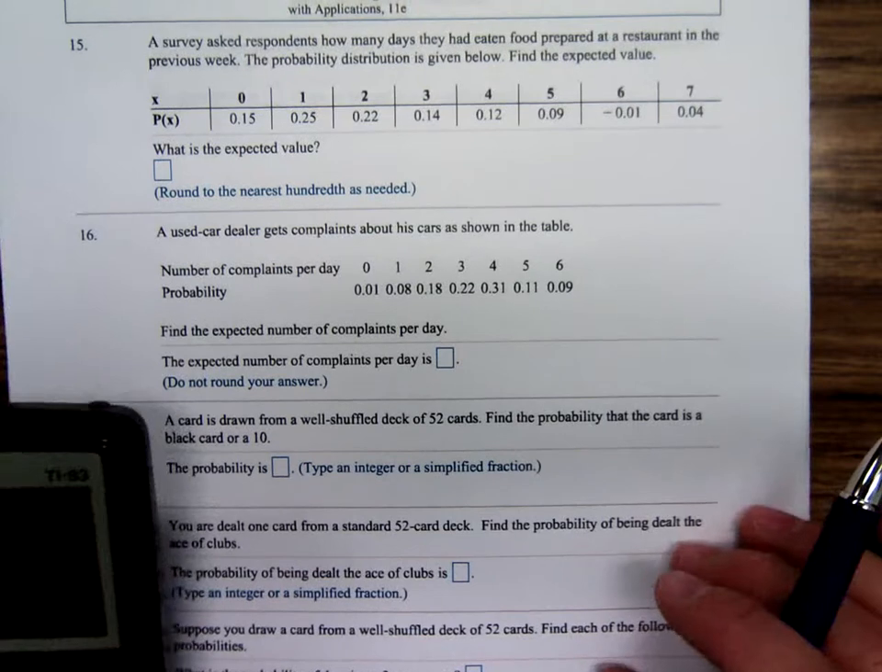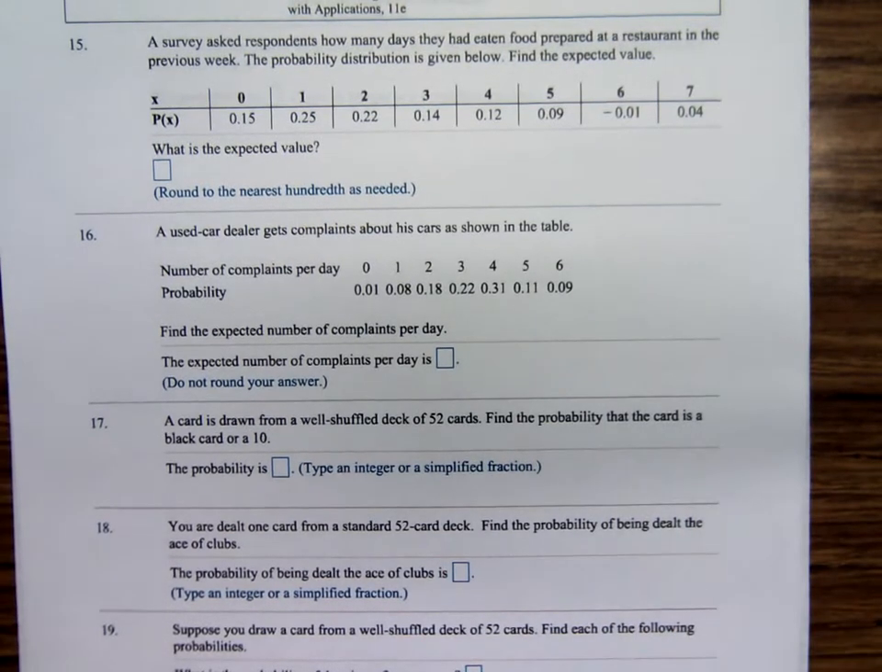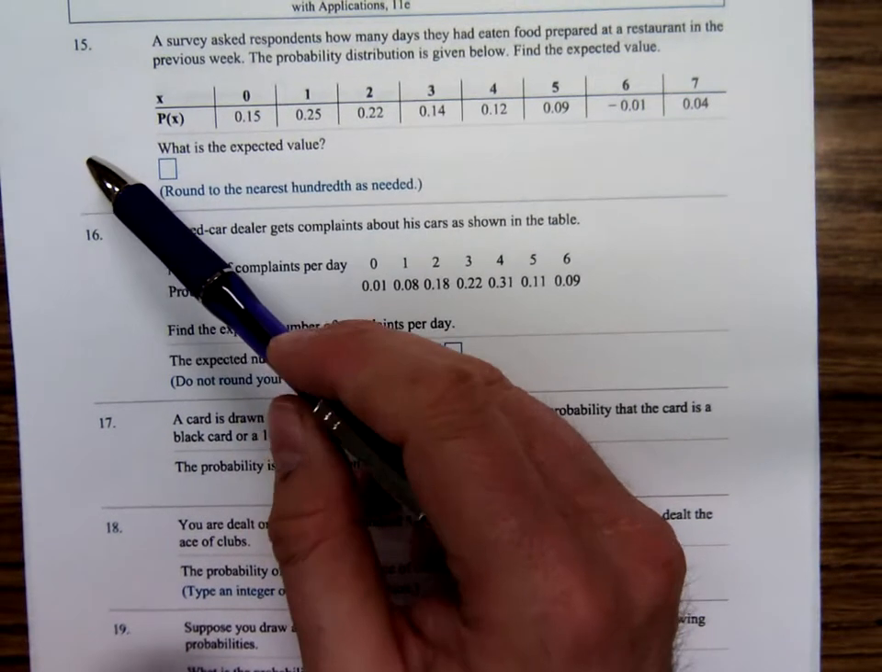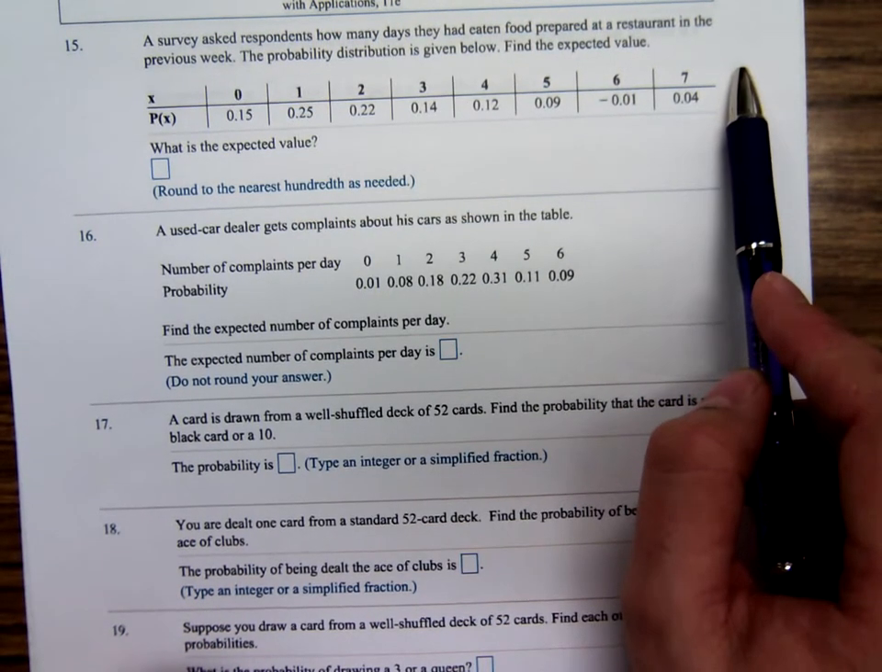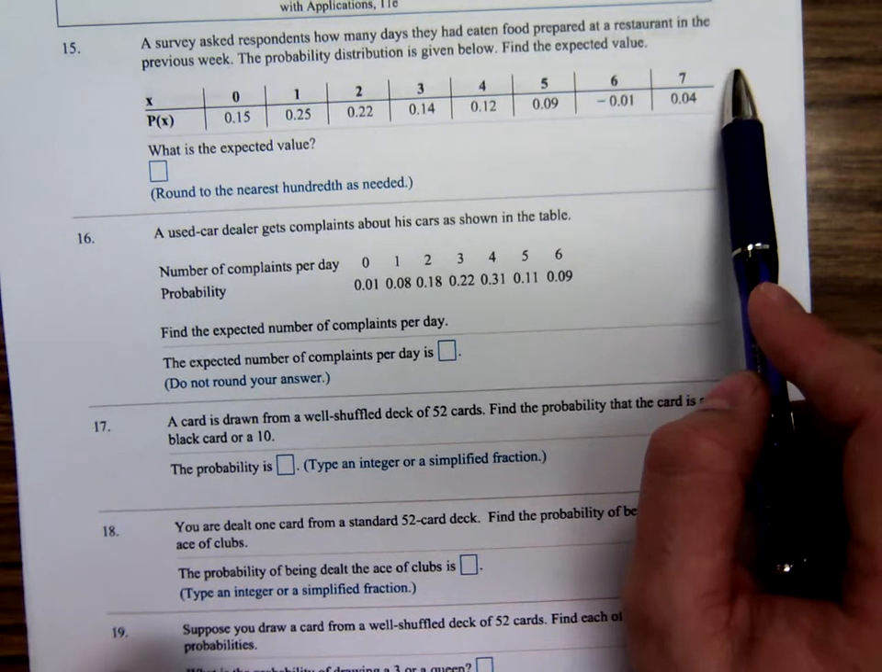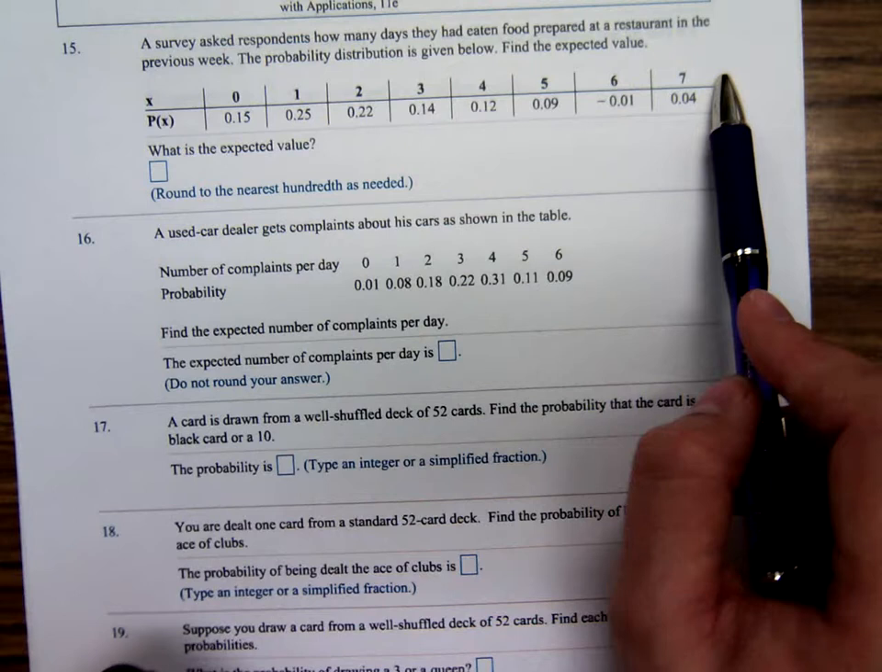taking a test, okay? A survey asked respondents how many days they had eaten food prepared at a restaurant in a previous week. So if you ask someone how many days have you eaten out this week, you couldn't get a negative answer. And also, in one week's time, they couldn't give you a number bigger than 7. If they said they ate out 9 days in a week's time, then there's a serious problem here.